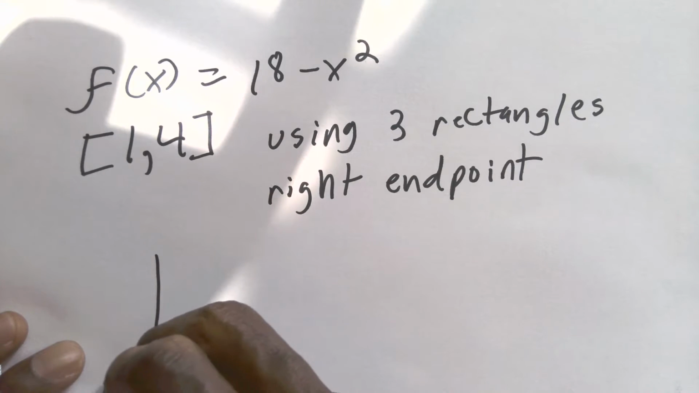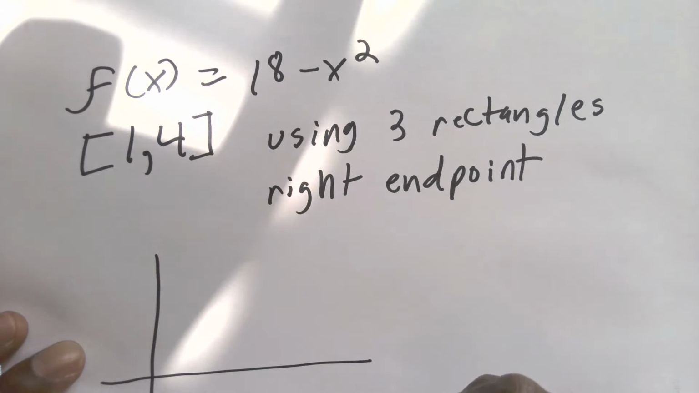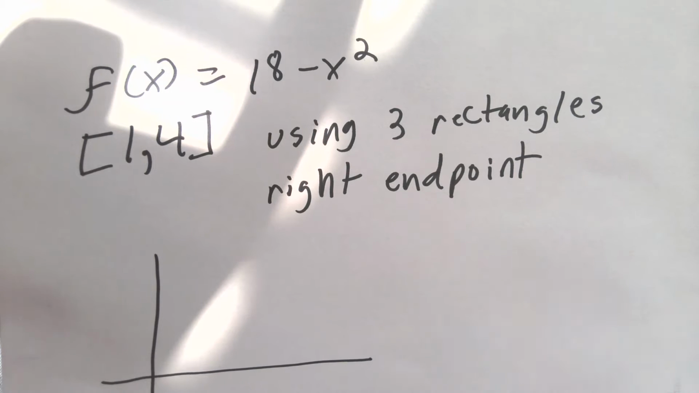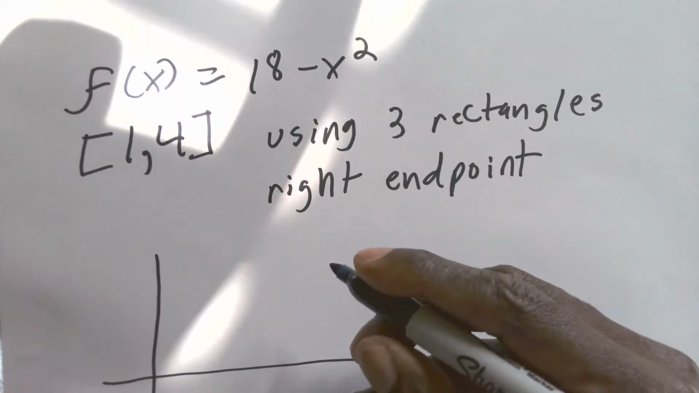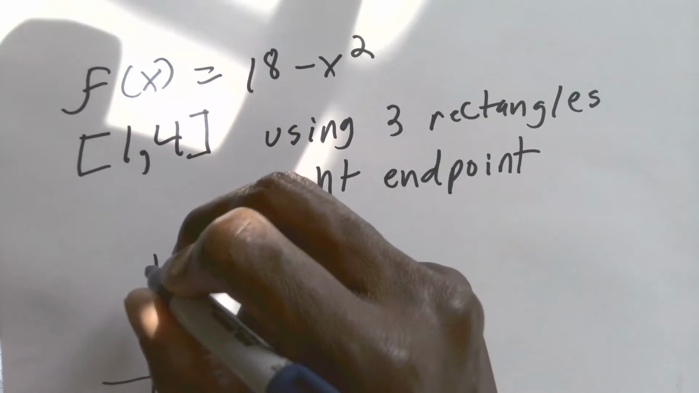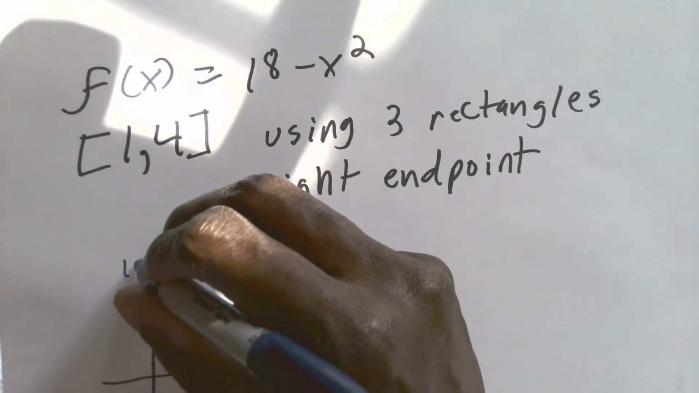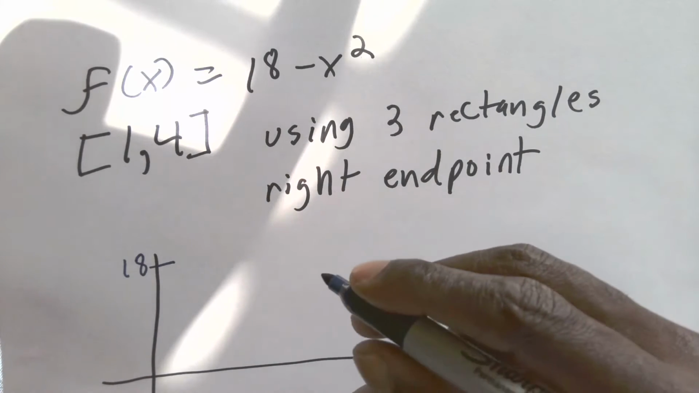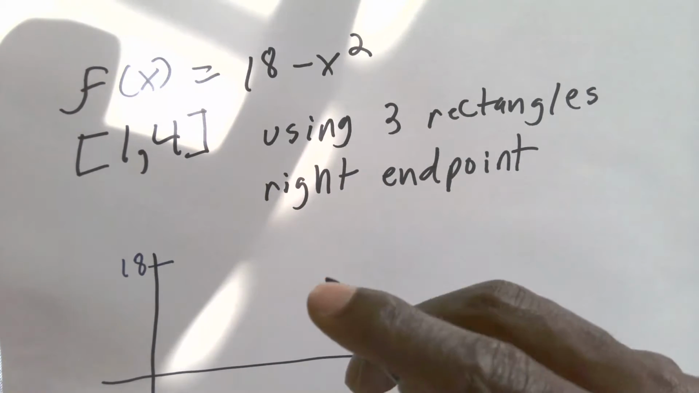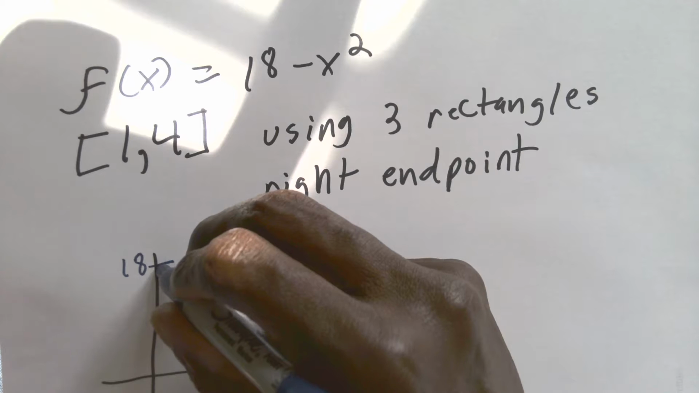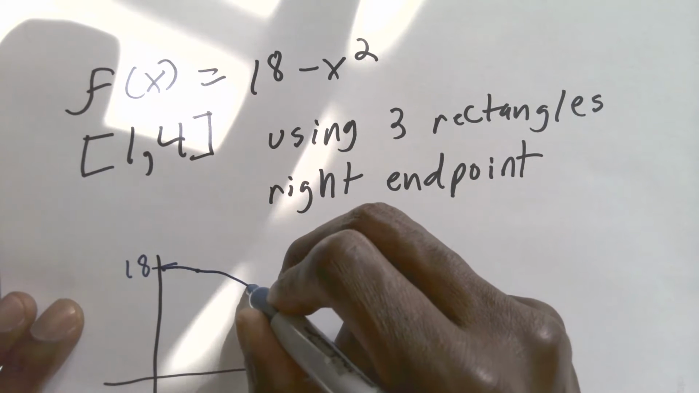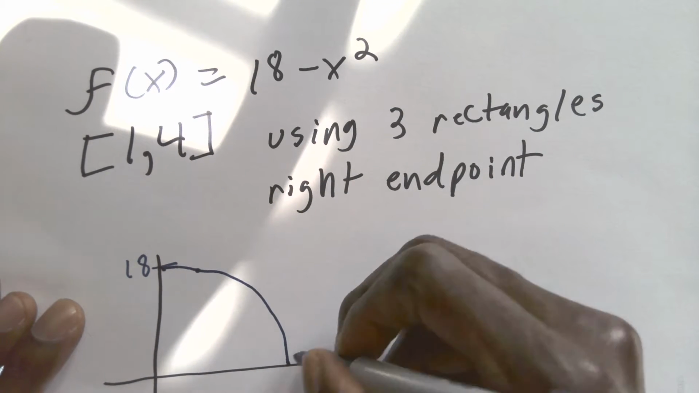So there's our Cartesian plane, and the graph of this particular function. So let's say I graph it in a different color. The graph of this particular function is a downward facing parabola that has a y-intercept at 18. So we're going to say this is 18 here. It's not going to be up to scale. And the graph is going to proceed downward like so.